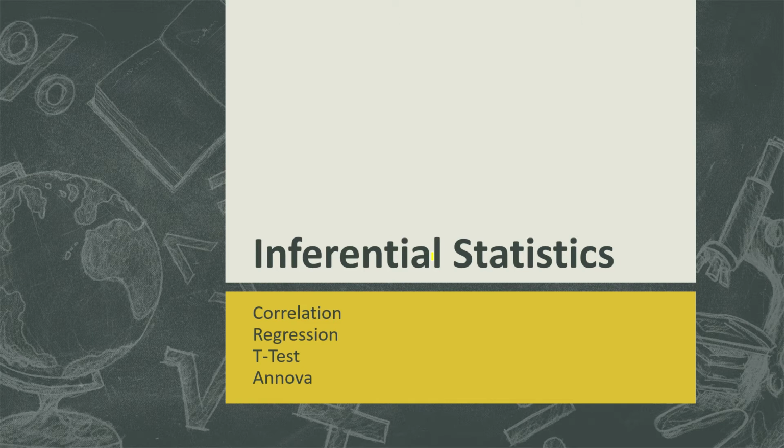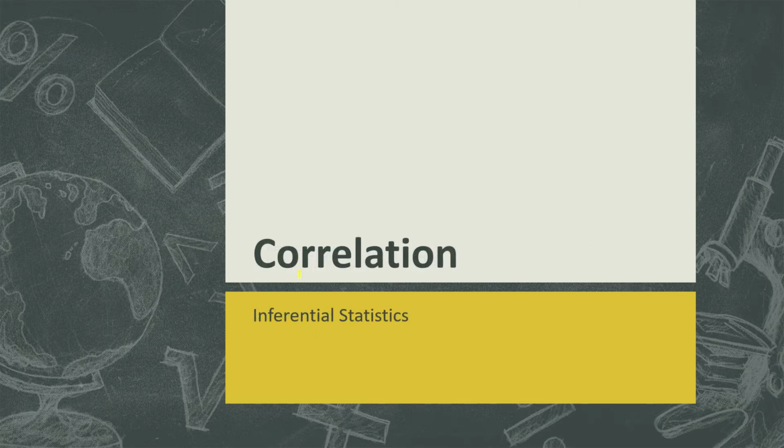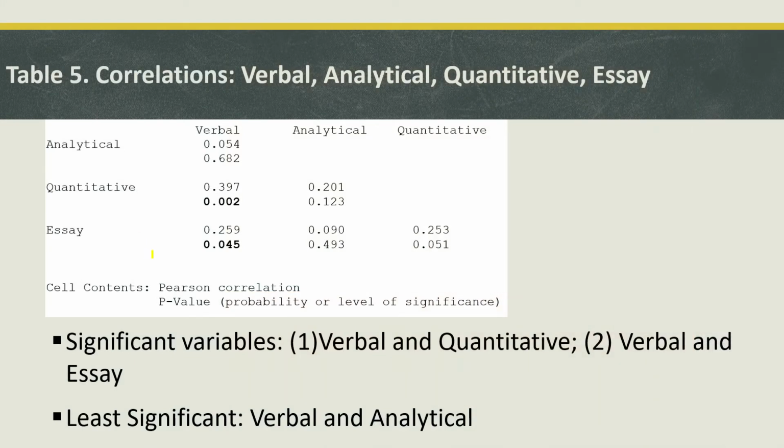For my inferential statistics, ma'am, I'm not really quite sure if I did it right. For the inferential statistics, I present the correlation. First, the only significant correlation is between verbal and quantitative. As you can see, the p-value is less than 0.05 for verbal and quantitative, which got 0.02, and verbal and essay have 0.05. So the least significant among all, which does not have any relationship at all, is analytical and verbal. As you can see, the p-value is the highest among all.